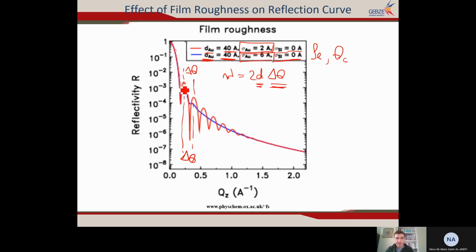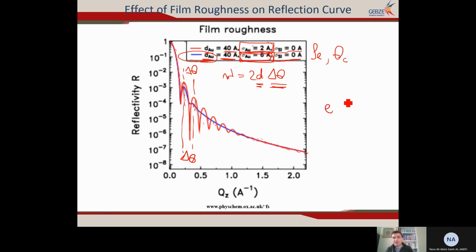So what do you see here? In the case of the red one, the amplitude of the oscillations decreases with angle, because we have roughness of 2 angstrom, and at higher angles we cannot see any oscillations due to the roughness. But in the case of the blue curve, the amplitude disappears at lower angles compared to the red one, because the roughness of the gold in the blue curve is much higher than the roughness of the gold in the red curve.